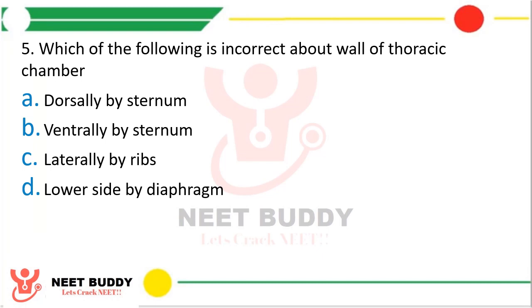Question 5. Which of the following is incorrect about the wall of the thoracic chamber? Option A, dorsally made by sternum, option B, ventrally made by sternum, option C, laterally made by ribs, option D, lower side by diaphragm. You have to tell which one is incorrect. The answer is option A. Dorsally made by sternum is incorrect. Dorsally, the thoracic chamber is made by the vertebral column.